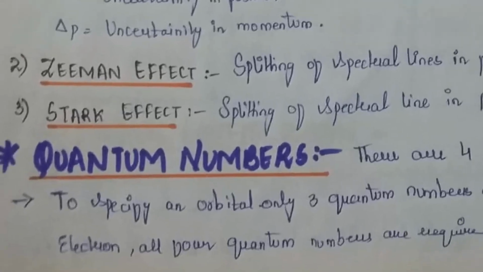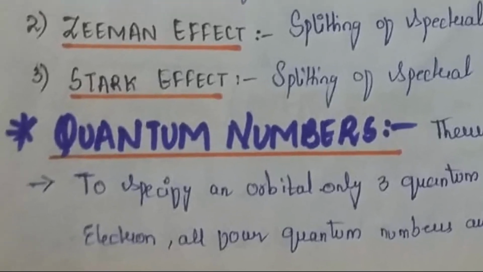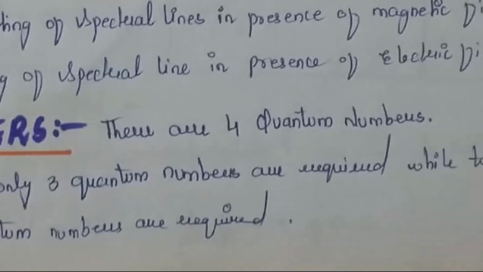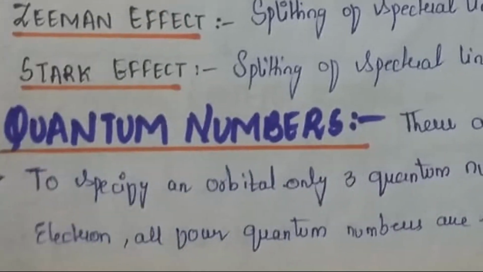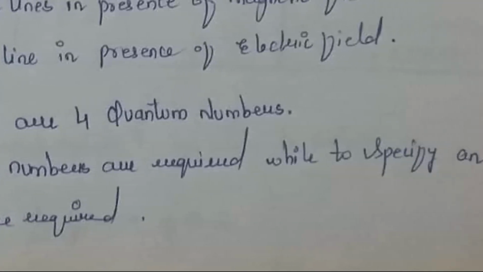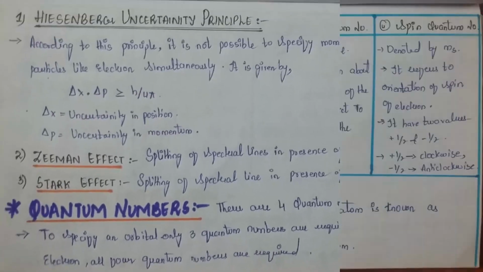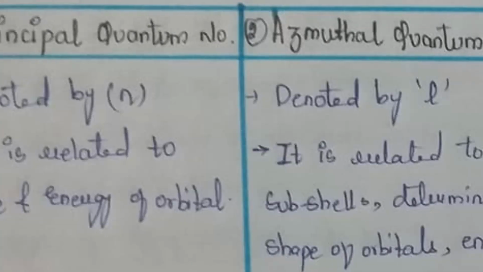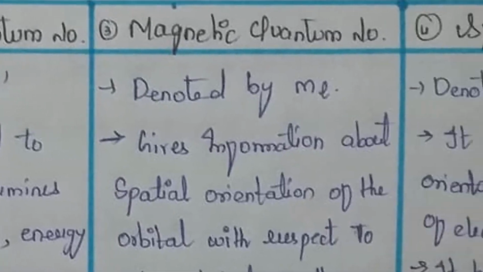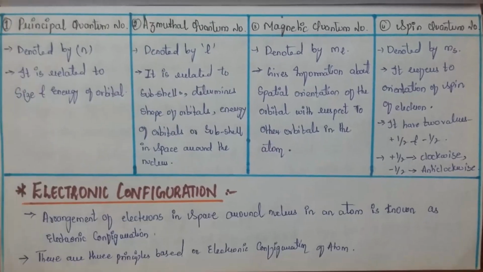Now, other topic is quantum numbers. Quantum numbers is a set of rules that is applied to specify an orbital or an electron. There are 4 quantum numbers, but to specify an orbital, only 3 quantum numbers are required, while to specify an electron, all the 4 quantum numbers are required. There are 4 quantum numbers: principal quantum number, azimuthal quantum number, magnetic quantum number and spin quantum number. These quantum numbers I have presented in tabular form so that we can understand it very easily.